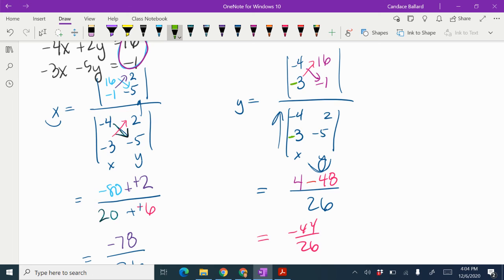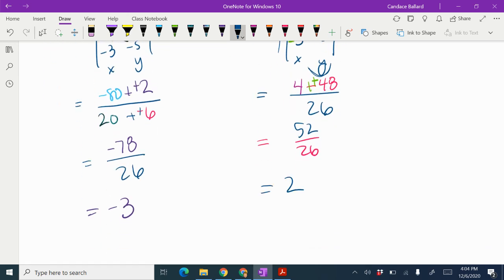So that's going to change this diagonal. So -3 times 16 would be -48. The double negative would go positive. So we have 4 plus 48, which is going to be positive 52 here. And 52 divided by 26 is equal to 2. So my final answer would be -3, 2.